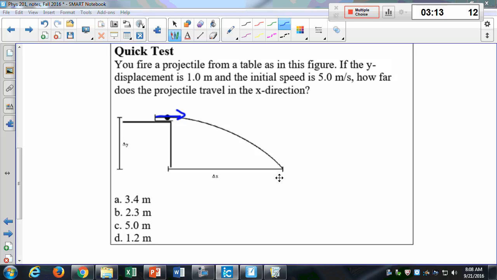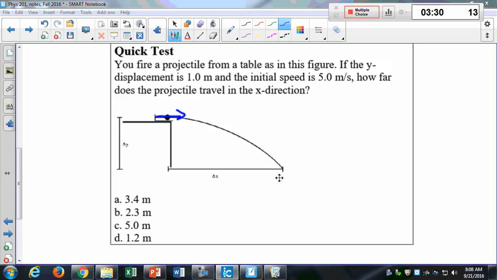Anybody have the time that it takes to fall 1 meter? Right, 0.45 seconds. That's the time. Okay. Guys, use this as good practice. This is a good place to practice for the exam. I'm going to help you out.